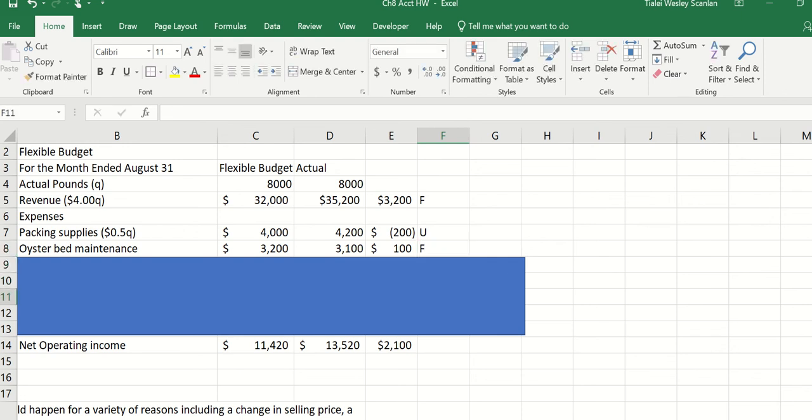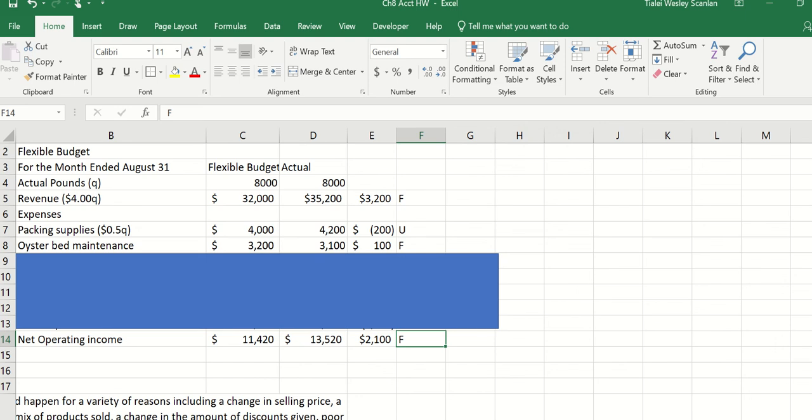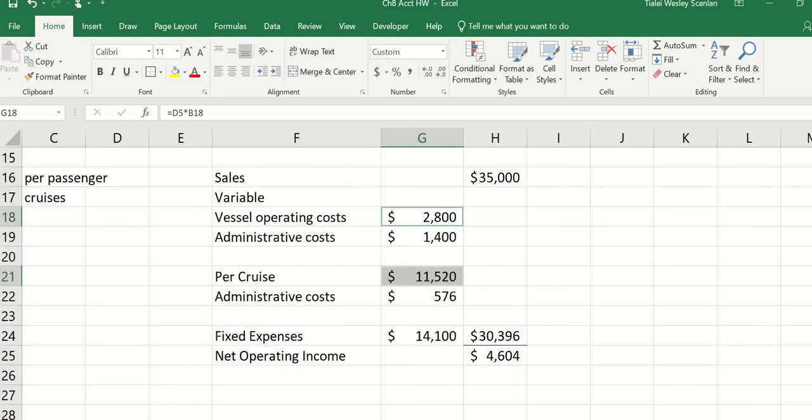And then finally, net operating income acts similar to the way revenue does. Is it a good thing that I had more actual net operating income than I expected? That would be a good thing. I would want to be happy. I'd be happy because I had more than I anticipated at the same number of pounds, from 8,000 pounds in my flexible budget and 8,000 in my actual, and I made more than I was expecting, so this would be a favorable variance over here. Okay, and so that's 8-2. Moving on to 8-3.